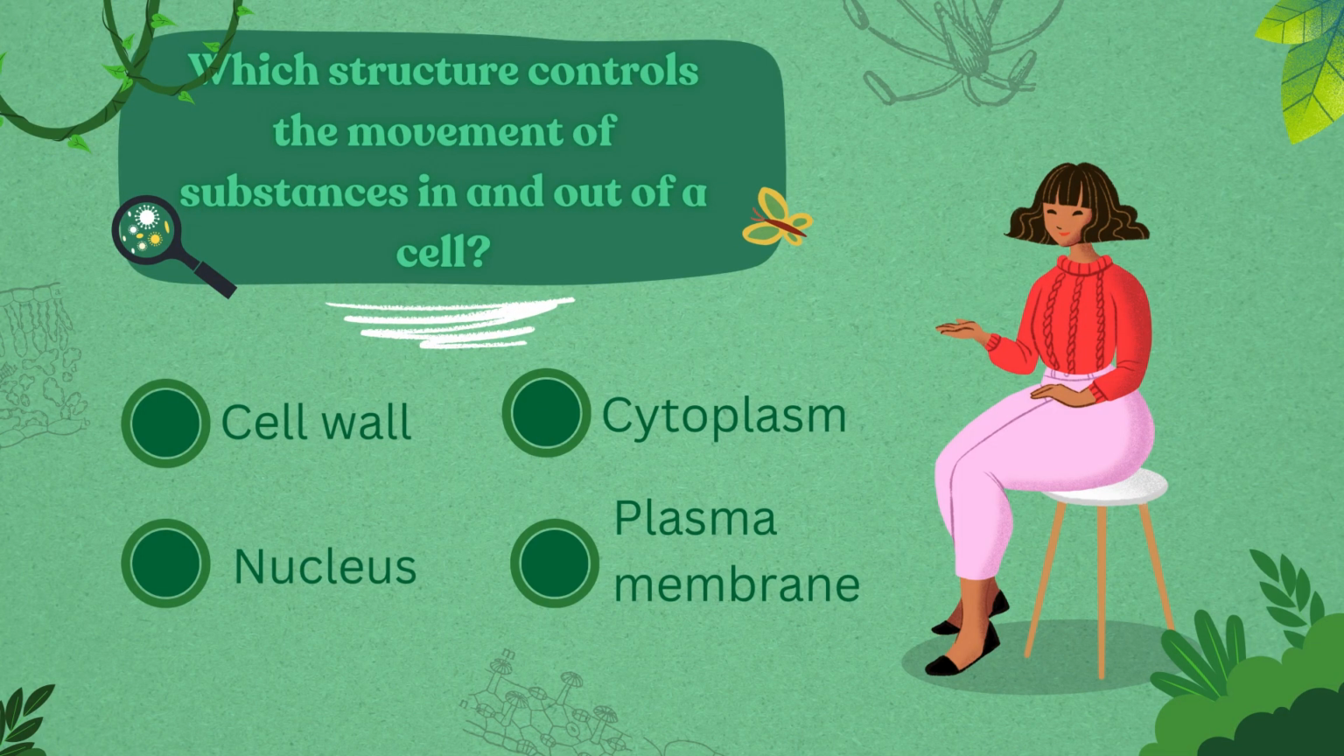Which structure controls the movement of substances in and out of a cell? Cell wall, nucleus, cytoplasm, plasma membrane. Answer: 4. Plasma membrane.